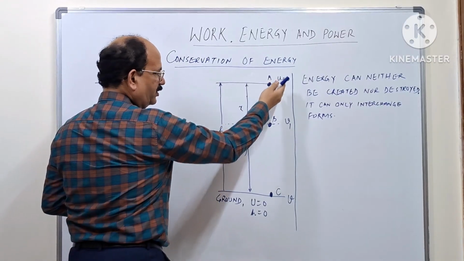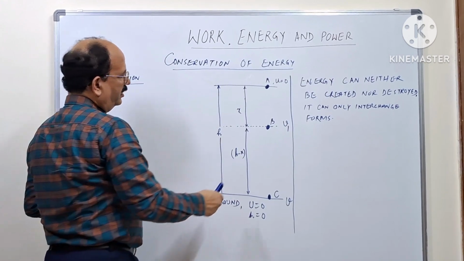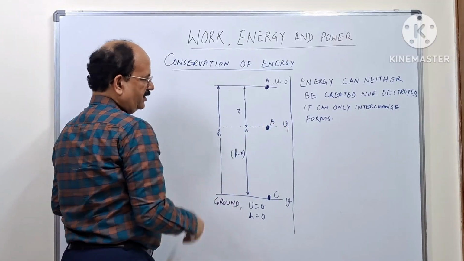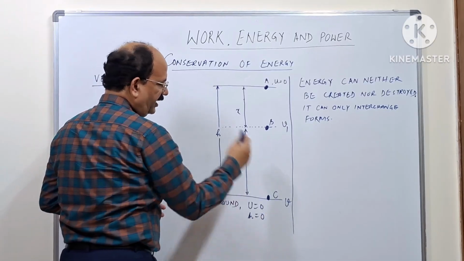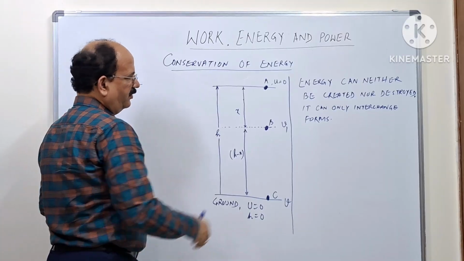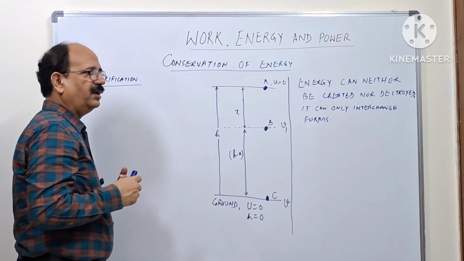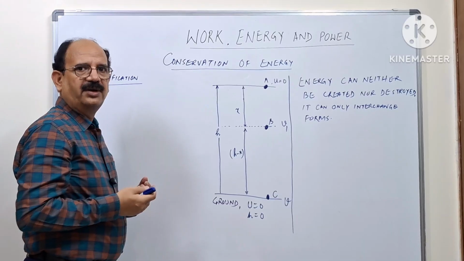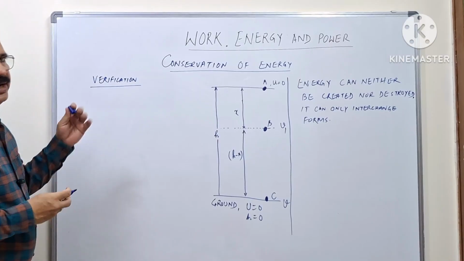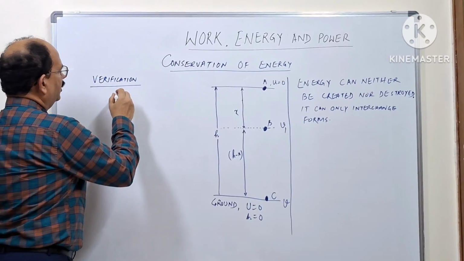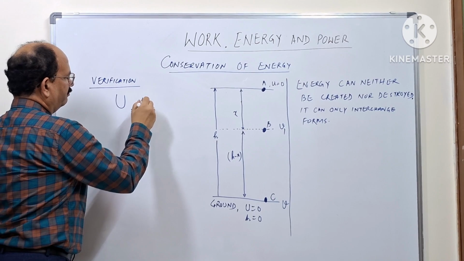Its initial velocity was 0, its velocity will keep increasing because acceleration due to gravity is acting downward, and then it will attain a velocity v1. Again, after this point, its velocity will continuously keep increasing, and finally it will hit the ground at point C, when its velocity becomes v. Now, if we ignore air friction, then there are only two kinds of energies involved. One is potential energy U, and another is kinetic energy K.